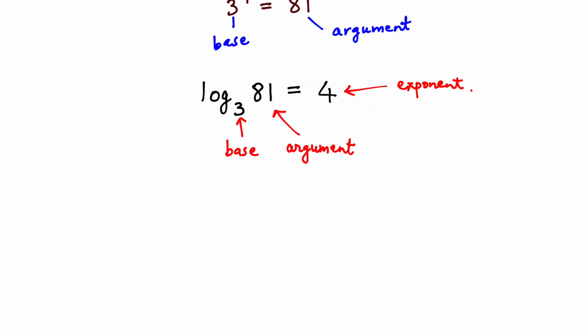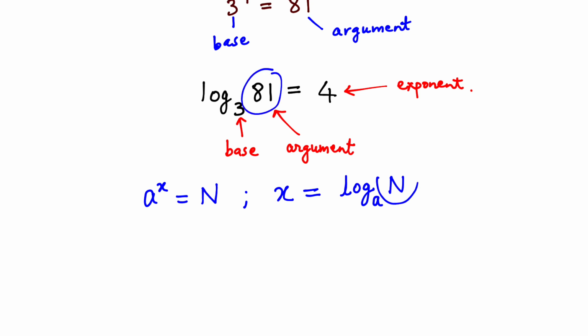Now the general formula becomes: if a raised to the power x is equal to n, then the value of x is equal to log n to the base a. So instead of 81 here, I have written n, and for the base 3, I have a. So this is the general formula.